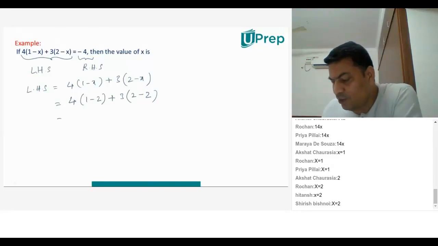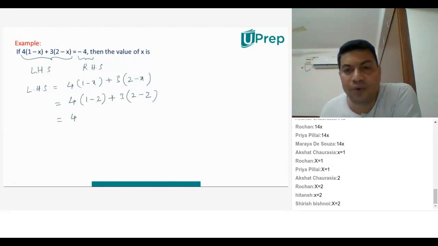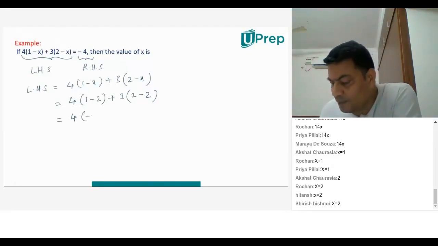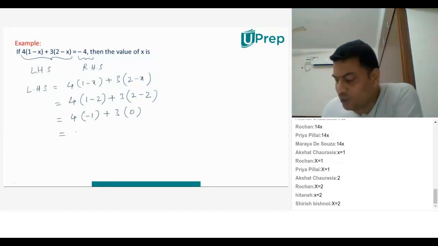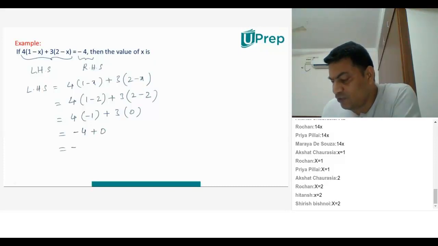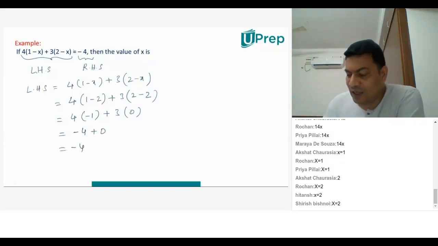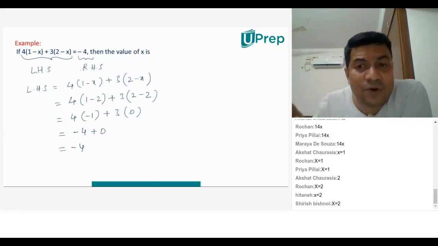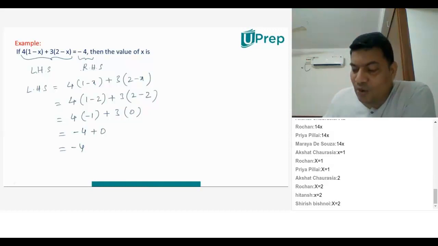So that is equal to 4 into, what is 1 minus 2? 1 minus 2 is minus 1. Plus 3 into 2 minus 2, which is 0. So that is equal to 4 into minus 1, which is minus 4, and plus 3 into 0 is 0. So your LHS is minus 4 and your RHS is anyway minus 4. As LHS is equal to RHS, I can confidently say the answer is correct. I did not do all these steps; I just looked at this and did it mentally.